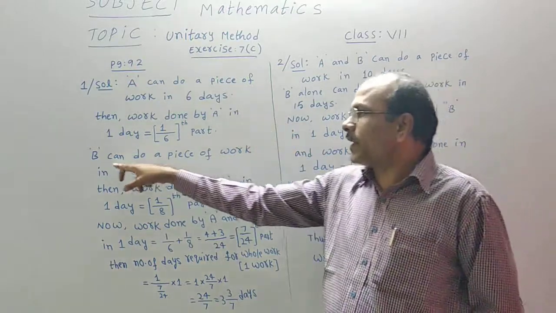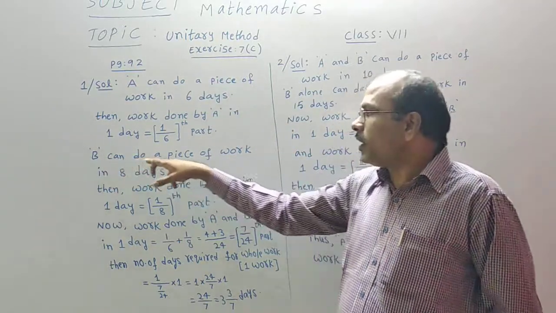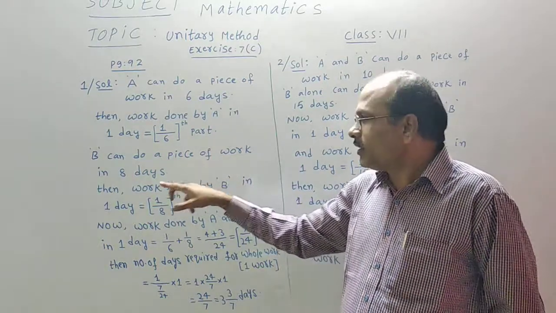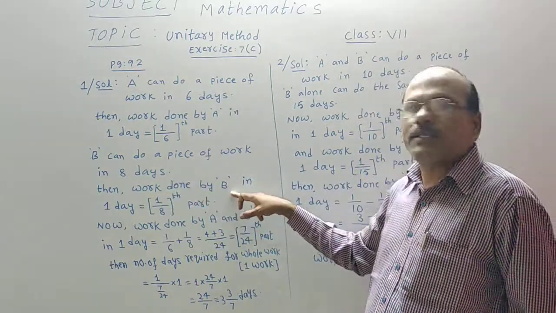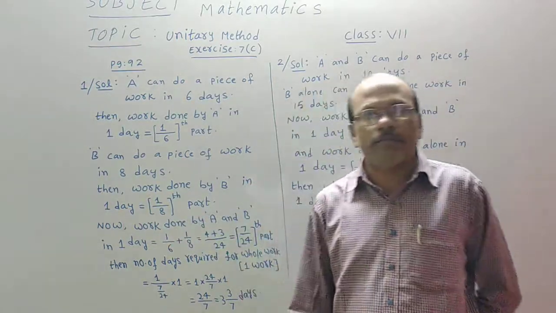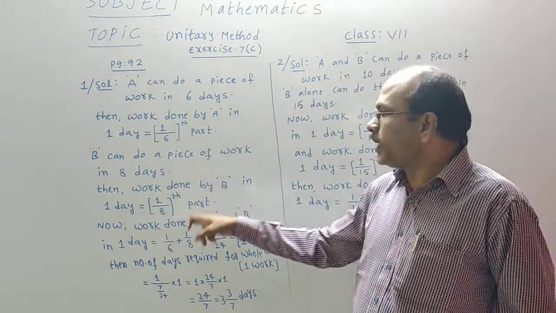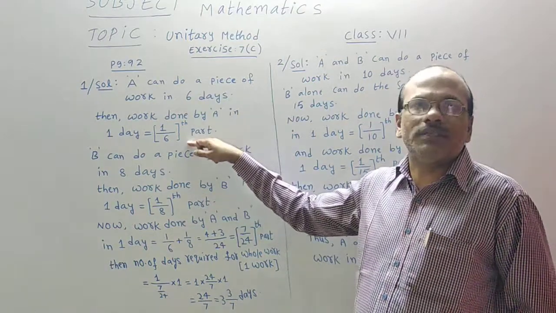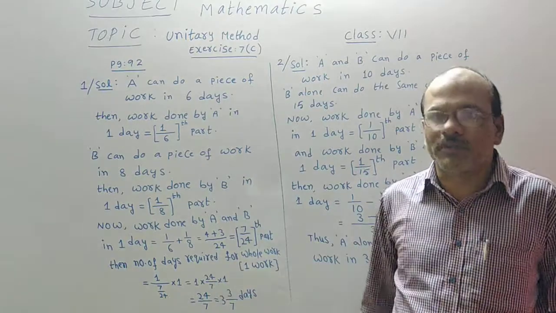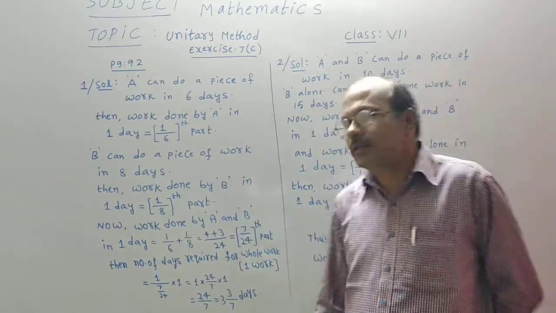Let us go for the next person B. B can do a piece of work in 8 days. Then the work done by the person B in 1 day of time is 1/8 part of the work. As we have seen here, 1/6 part for A, it is 1/8 part of the work for B. Is it clear now, students?